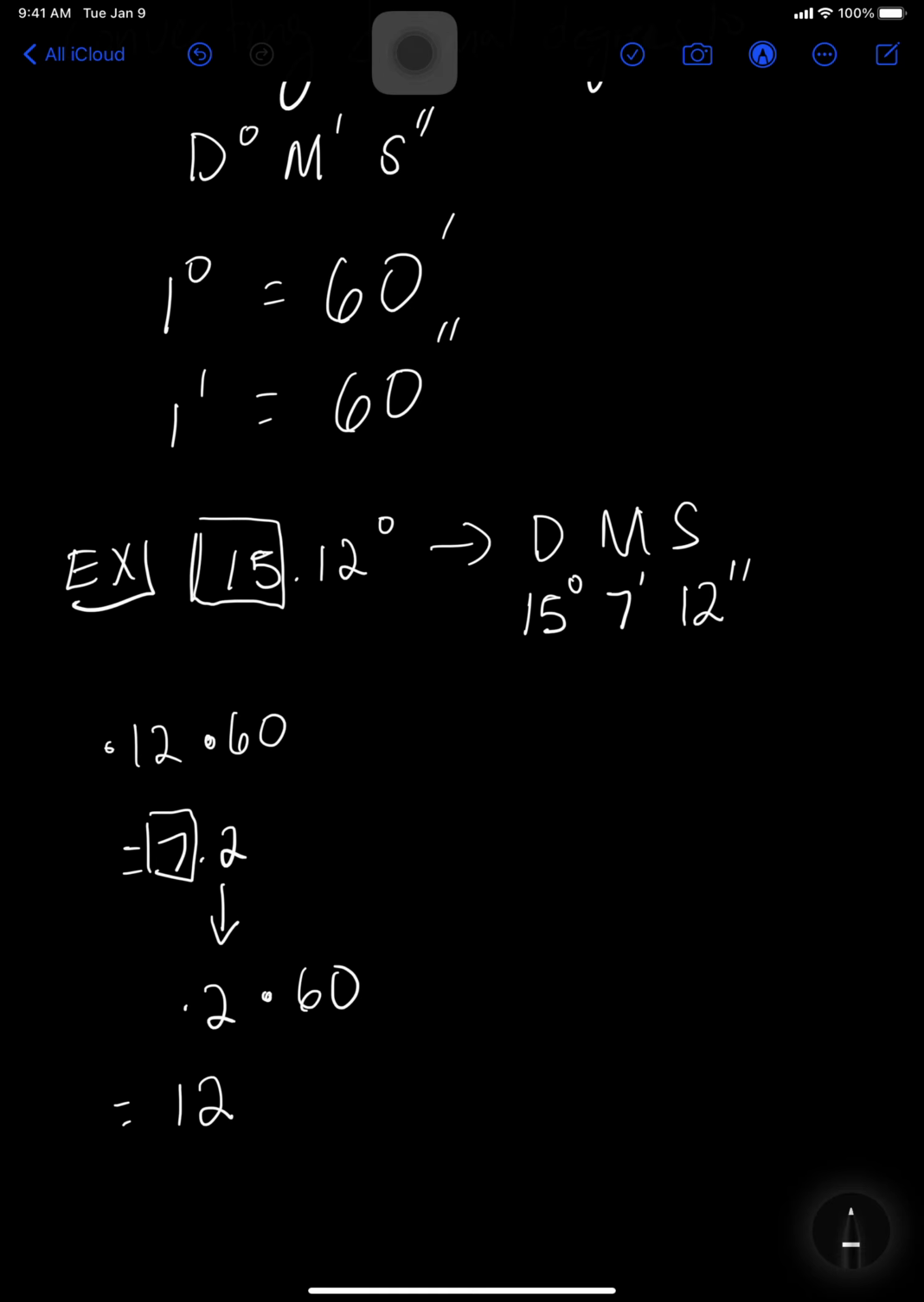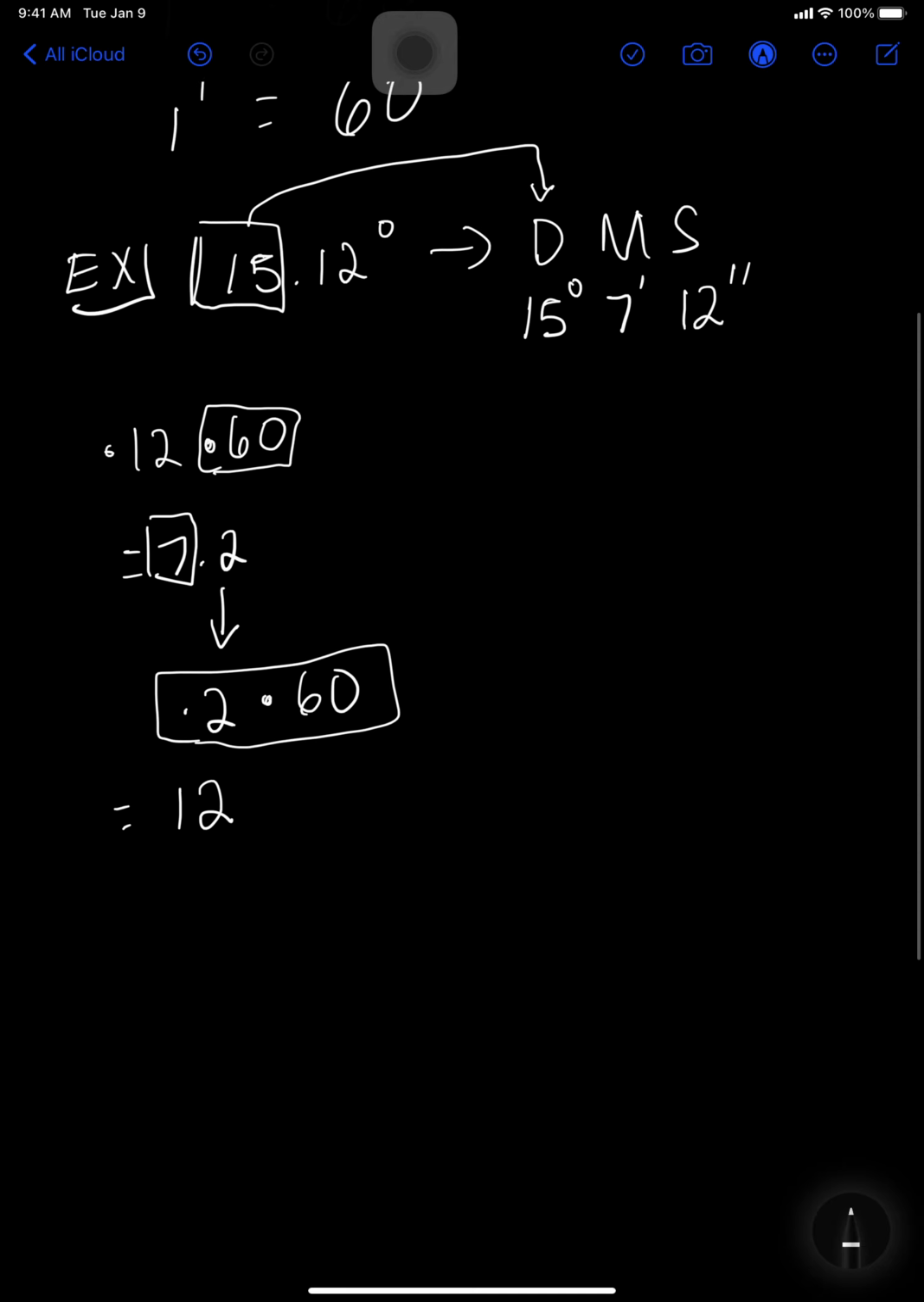So again, you keep the whole number degrees. Then you take the decimal part and you multiply it by 60 to convert that into minutes. And then you take the decimal part and you multiply that by 60 to convert it into seconds. All right? So let's see if we can work this thing backwards.